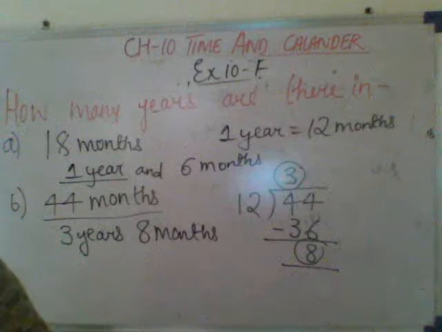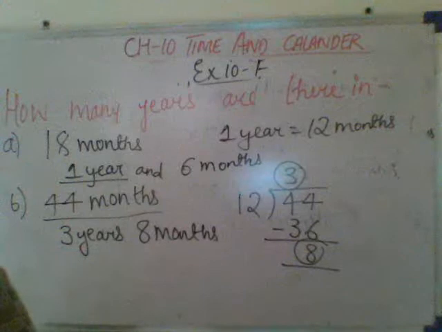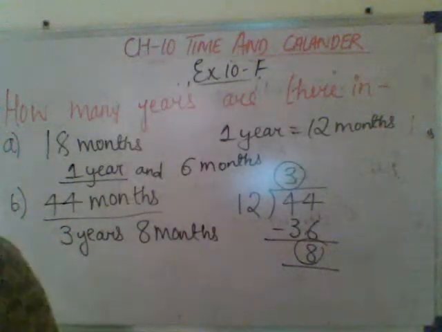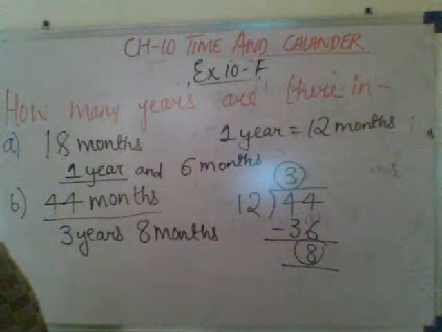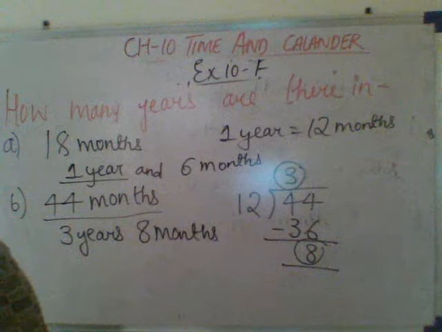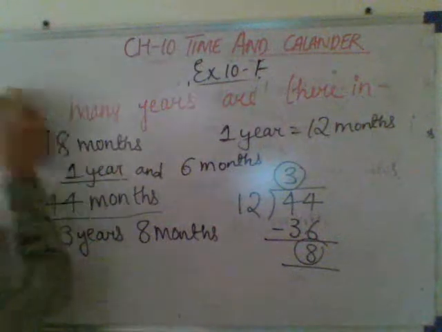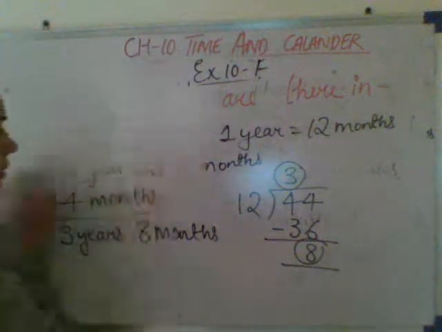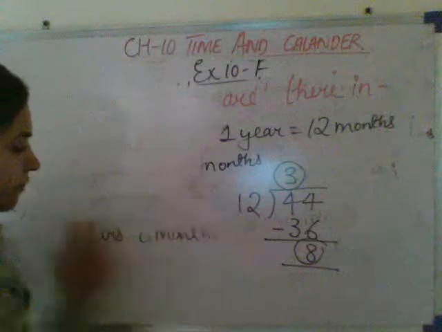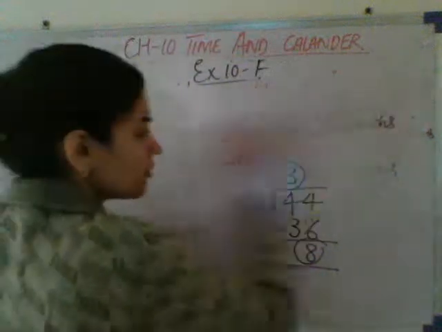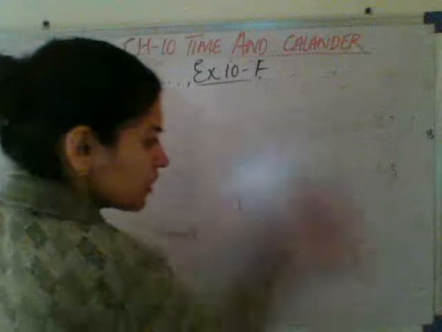Now let us do the word problem. There is a word problem given, question number 7. A party of tourists stayed in Dehradun for 8 days, in Mussoorie for 11 days and in Haridwar for 4 days. How many weeks and days in all did the party stay at the 3 places? What we have to find is how many days in total the party stayed. First of all, we will write what is given in the question.